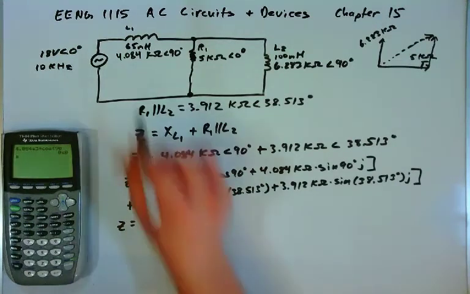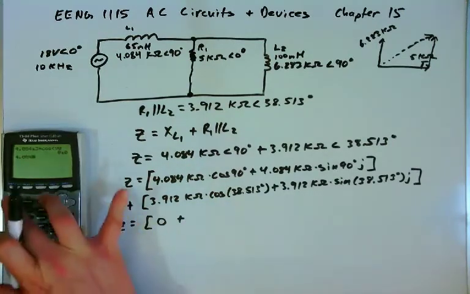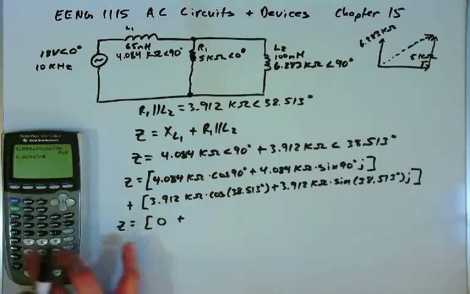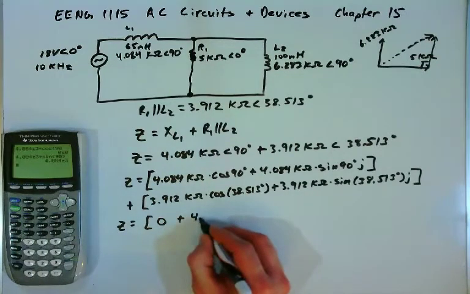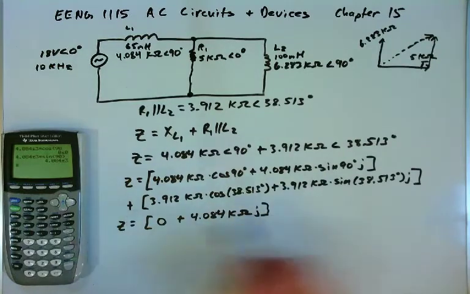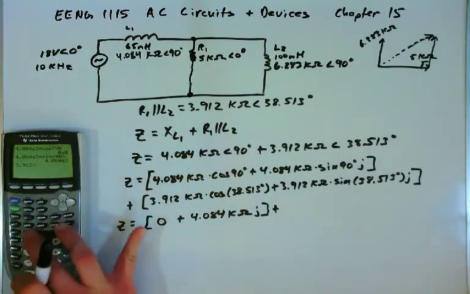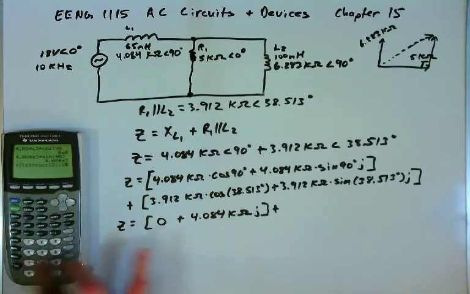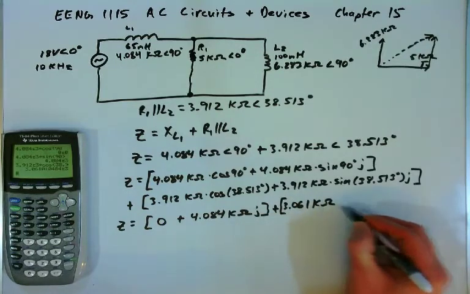The x component for the inductor is 0, plus the y component, 4.084 kilo times the sine of 90 degrees, which is 4.084 kiloohms J. And then we're adding to this vector 3.912 kilo times the cosine of 38.513 degrees, and we get 3.061 kiloohms.